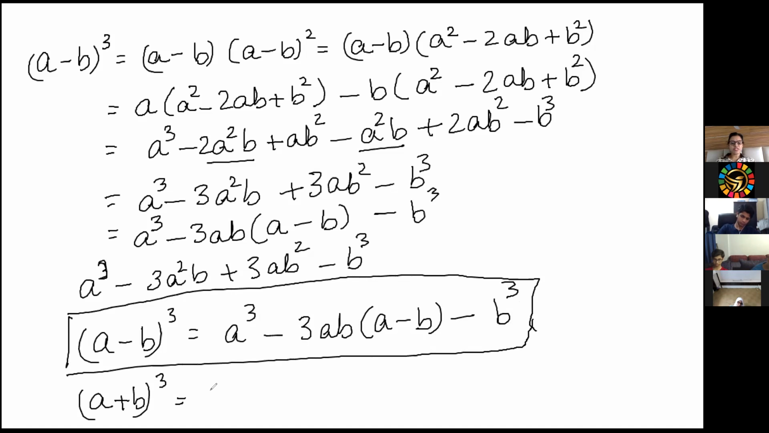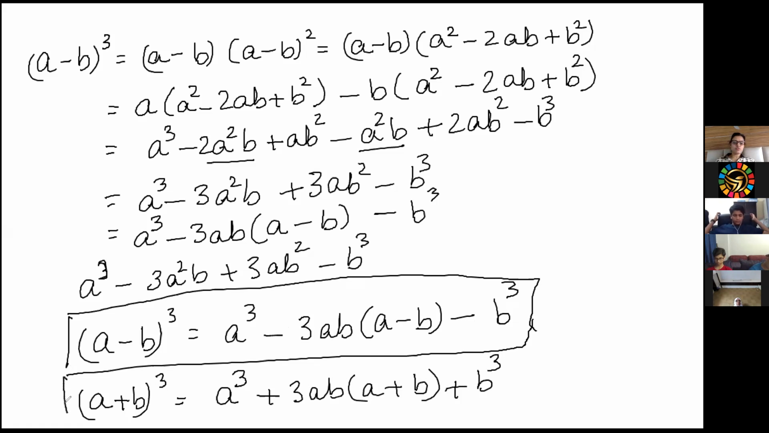Mozam, can you give me (a + b) whole cube? Ma'am, (a + b) whole cube is a cube plus 3ab into (a + b) plus b cube. Correct. So in the plus whole cube formula, you have all terms with positive sign, and in (a - b) whole cube, same terms are there, but all terms are with negative sign. Only a cube is positive, the first term. So a cube minus 3ab into (a - b) minus b cube.